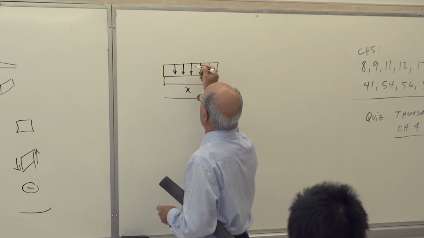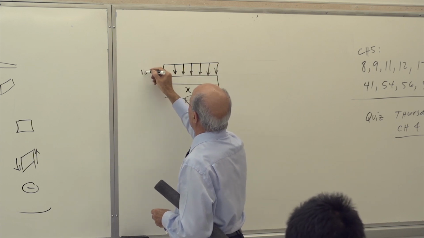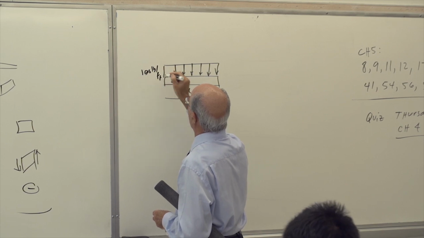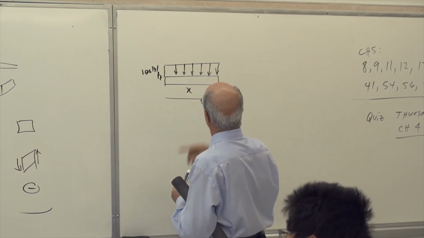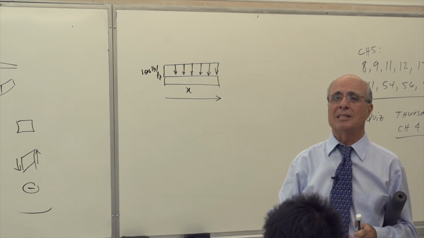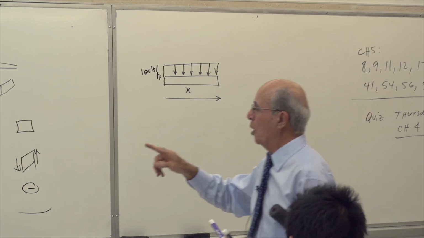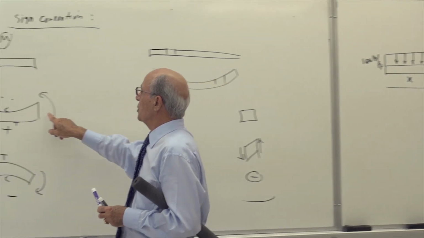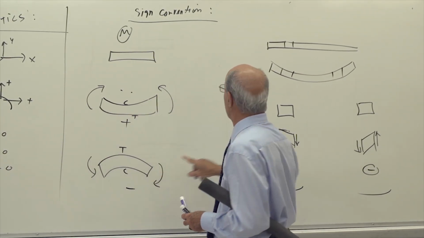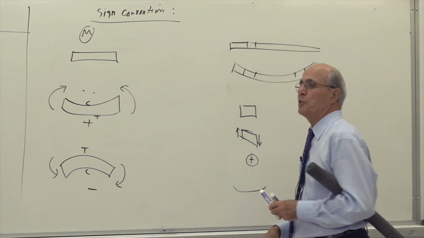And the load is 100 pounds per foot. Okay? Now, what should I put here as far as my shear is concerned and as far as my moment is concerned? I have 2 options here. Either to put it this way or that way. Everybody understand? This one or that one? Which one should I put there?